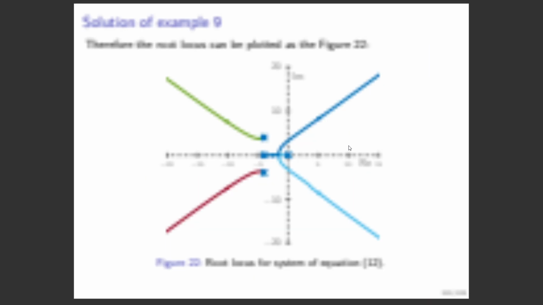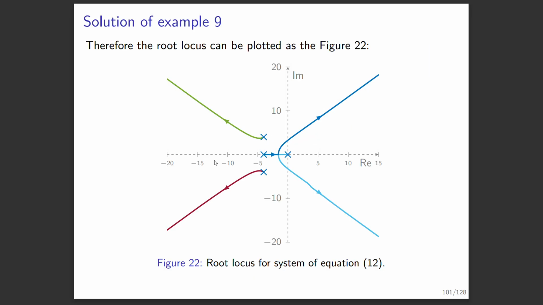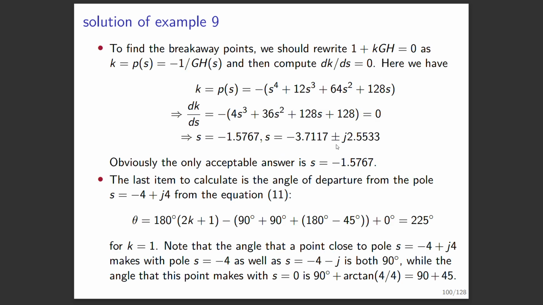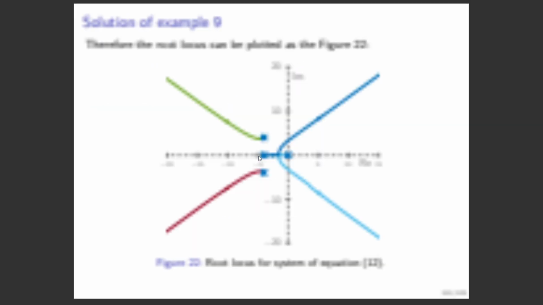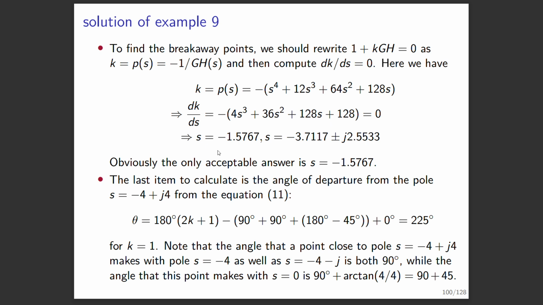Let's see. Is it possible that somewhere here my poles meet each other? No, at -3.7 plus minus j2.5, no. It makes sense though for the poles to meet at -1.5. So here, right? Because these two poles are moving towards each other, they have to meet somewhere between 0 and -5. Okay. So I found the breakaway points.